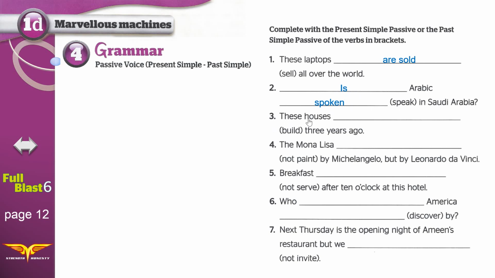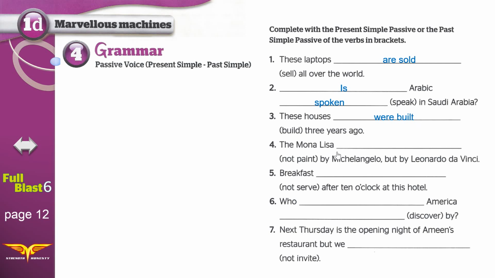3. These houses, plural, not just one. 3 years ago, we are talking about the past. Plural, use were. Past participle of build is built. Were built 3 years ago.